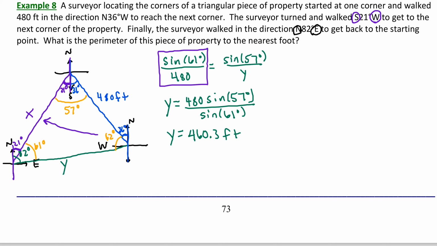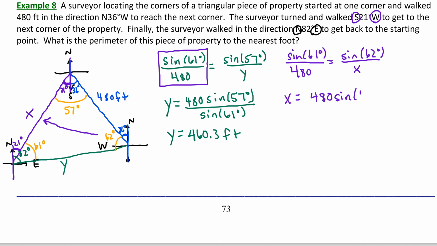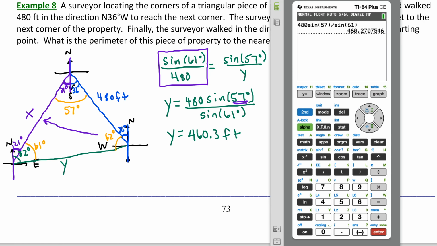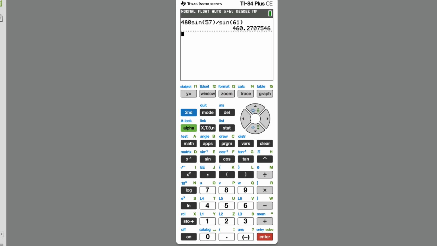over its opposing side in order to calculate X. That is sine of 61 degrees divided by 480 is equal to sine of 62 degrees divided by its opposing side X. Isolating X, we get 480 sine of 62 degrees divided by sine of 61 degrees. Notice this calculation is very similar to the previous one. It's different by one angle.